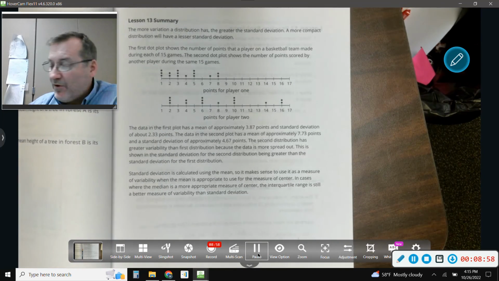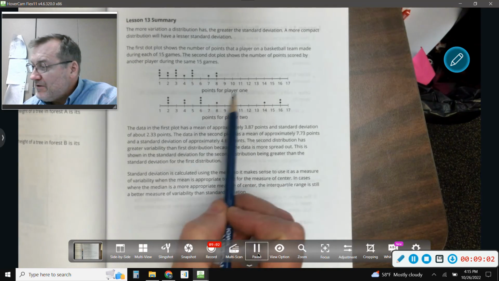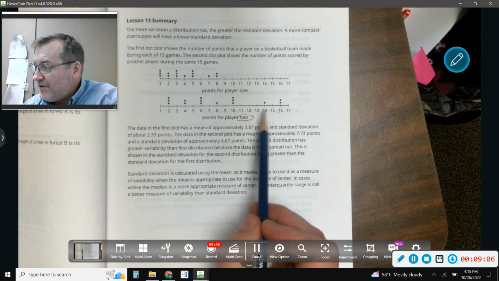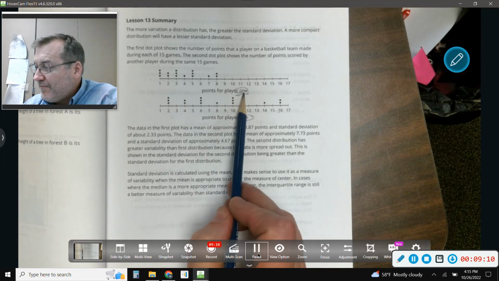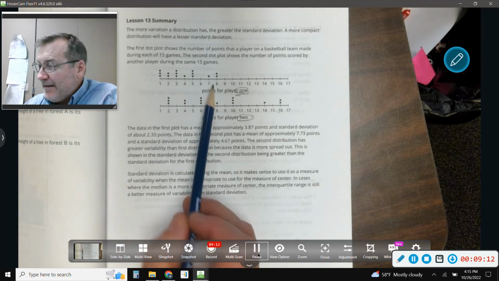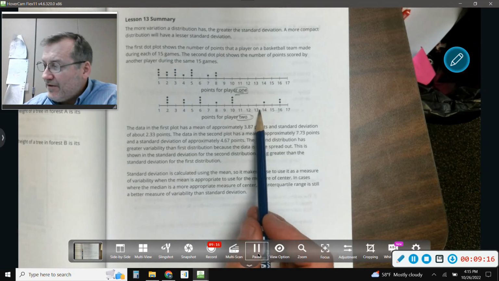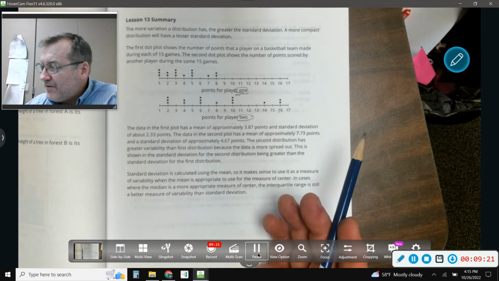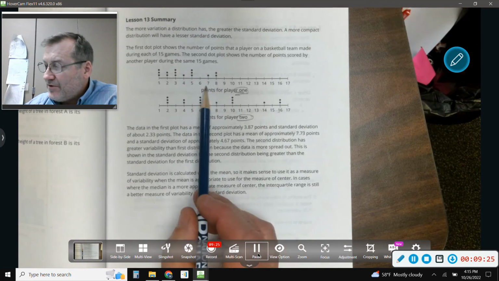We have a lesson summary, and the big thing here is to look at the variations. The variations for number 2, you're all the way from 2 to 16. This thing's all over the place, as opposed to player 1, who is between 1 and 8. So, yeah, a lot of variation on there. They might have means that are a little bit different from each other, but the big thing in my mind is you have a lot more variation in number 2 than in number 1.